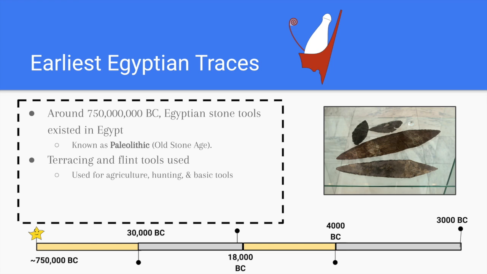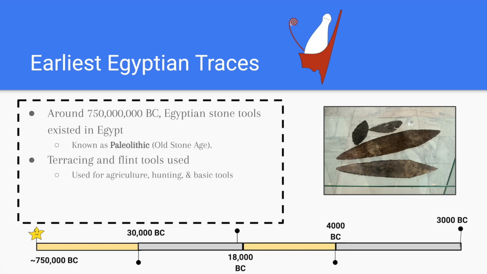This was known as the Paleolithic era, also known as the Old Stone Age. So stone tools were used to hunt, to build, to craft, that sort of stuff. This is pretty common in primitive cultures at the time. Terracing and flint tools are also used. So terracing can be used for agriculture.